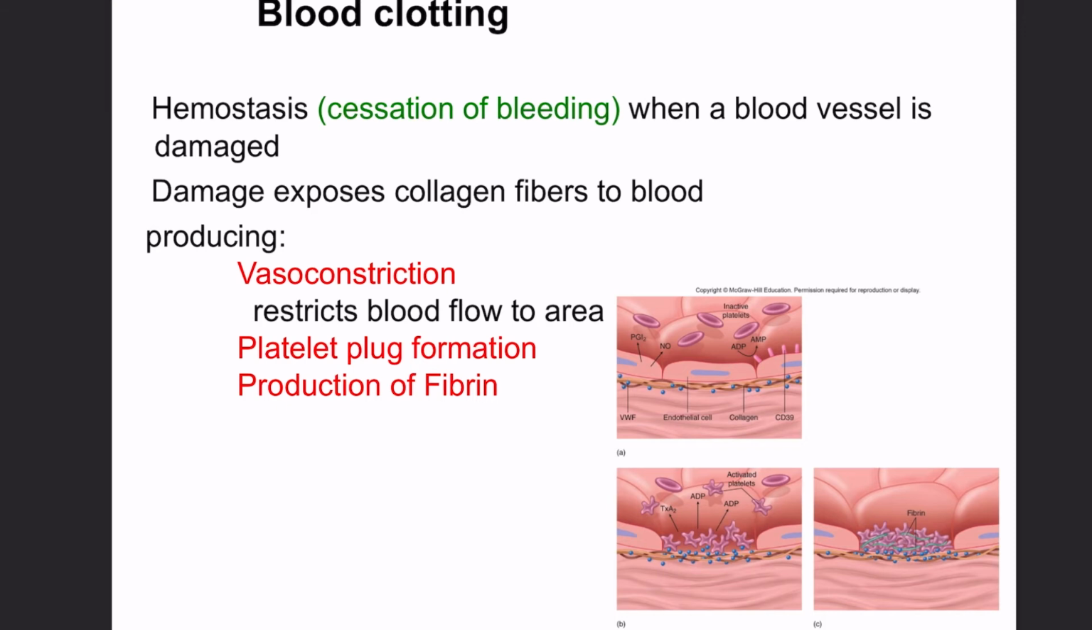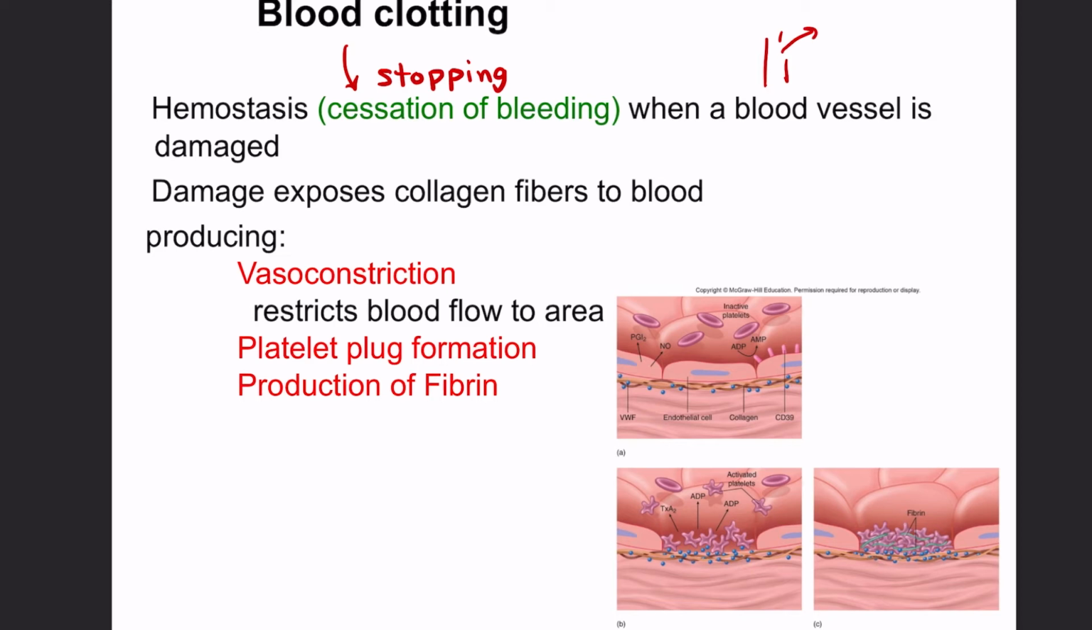Blood clotting is defined as hemostasis, which is the cessation of bleeding or the stopping of bleeding when a blood vessel is damaged. When we damage a blood vessel, that's what causes our blood to be released from the blood vessel, which is what causes bleeding. Blood clotting is going to be the stopping of that.